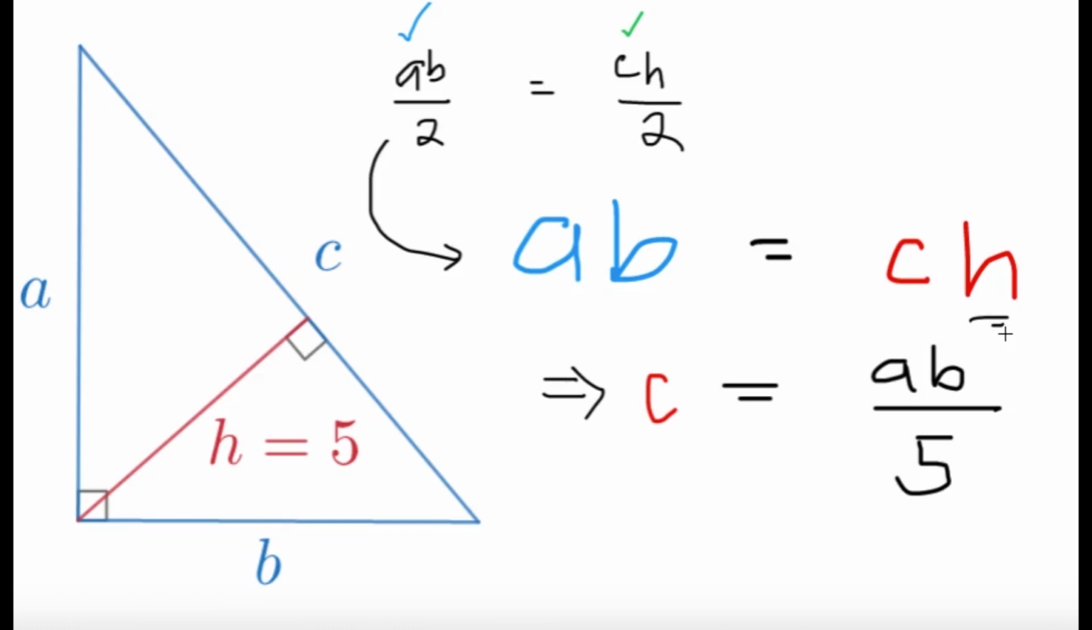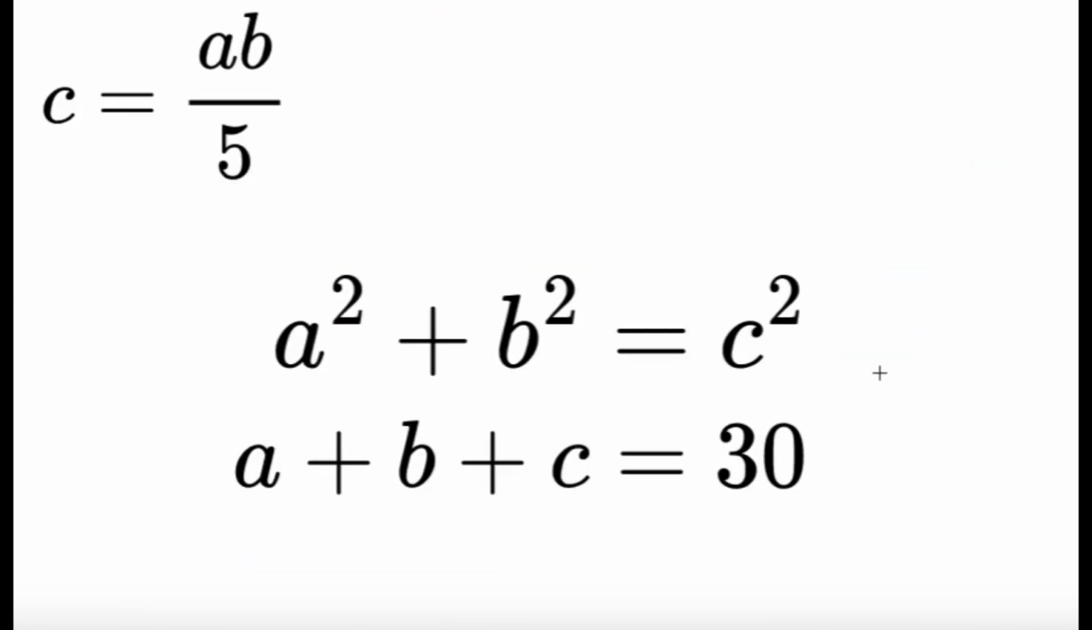Anyways, since h equals 5, we can make h equal 5 and then solve for c. So c would be ab over 5 in this case. Now, note how we have these two equations, which are obvious due to the given. One is just the Pythagorean theorem. The second one is because of the perimeter: a + b + c = 30. It's the given. So let's try to solve.